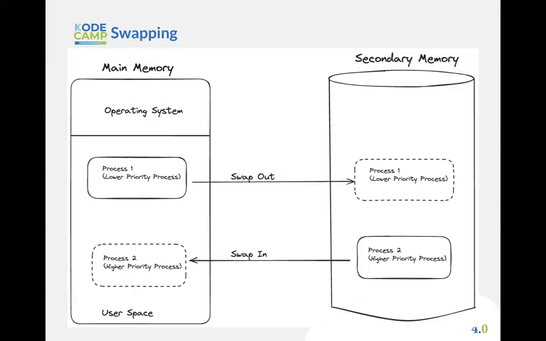So a quick illustration is this: you have a process running, which is of lower priority, and it's in your main memory, and you have a process that comes in which might have a higher priority, just for example. So swapping is the process by which the main memory is able to move one process to the secondary memory and bring in another process for execution by the processor.